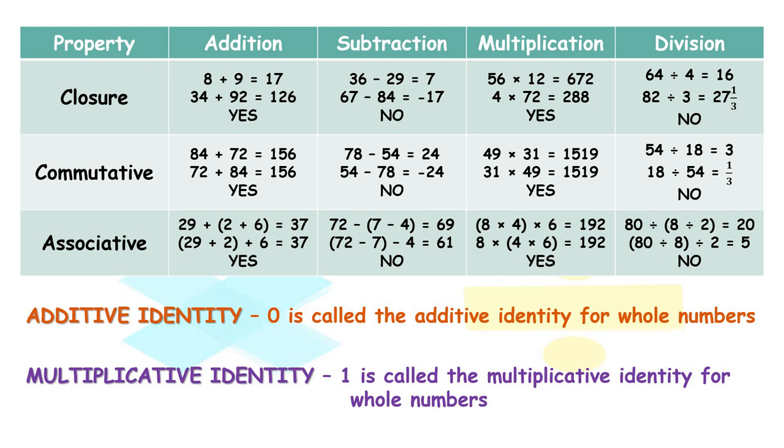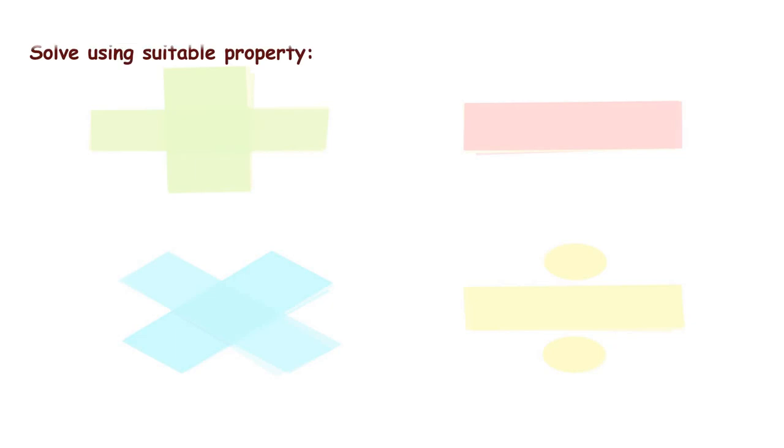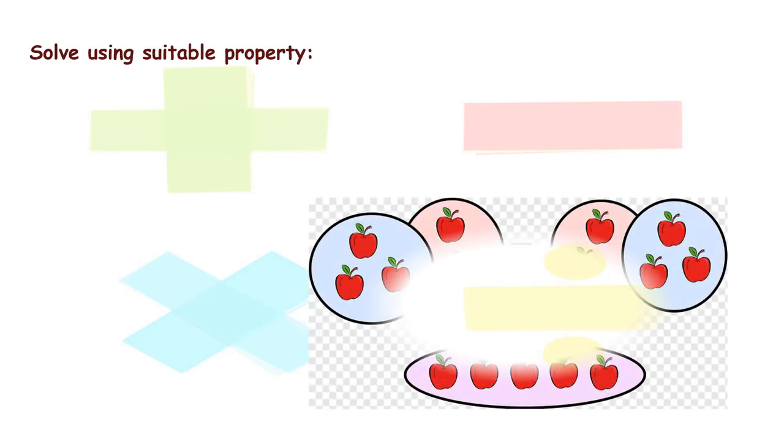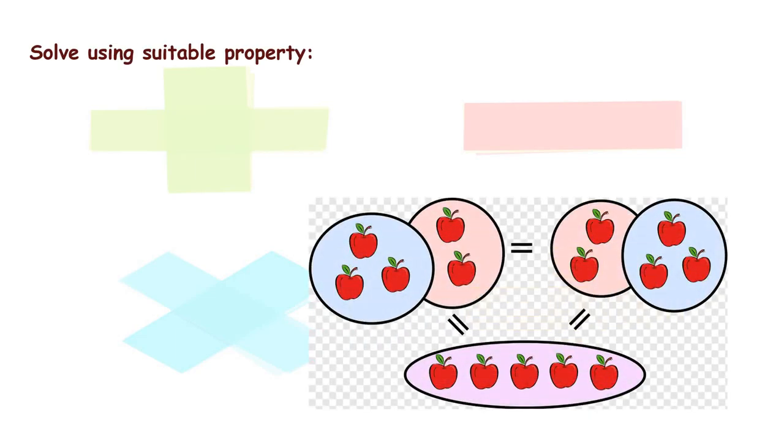Now let's take some examples. Solve using suitable property. This picture shows the commutative property. 3 plus 2 is equal to 2 plus 3. In both cases it will be 5. Okay, so this is a question: 99 plus 98 plus 96 plus 97 plus 2 plus 1 plus 3 plus 4.